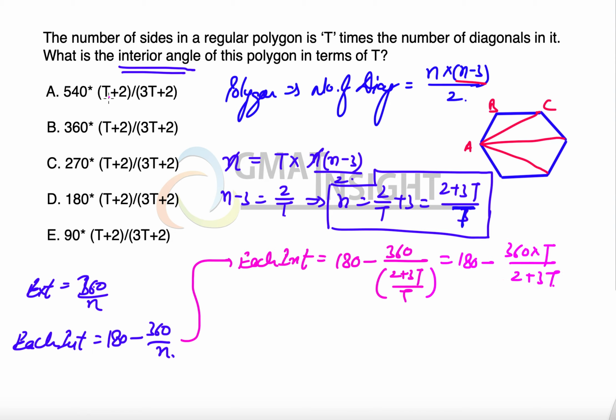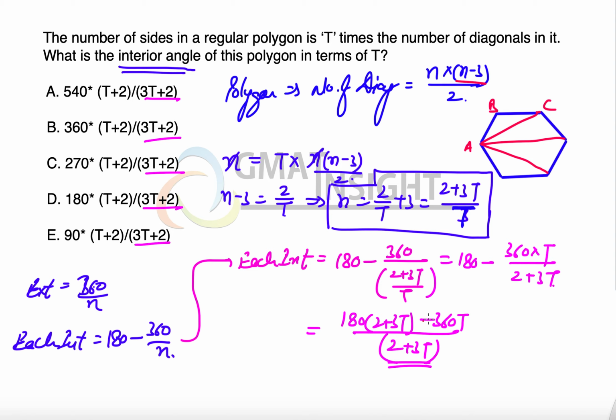Let us see if we have any such expression. No, not yet, so we have to simplify it further. So we say that 180 multiplied by 2 plus 3t minus 360t whole divided by 2 plus 3t. So we certainly know that the denominator has to be 2 plus 3t, but each of the 5 options has denominator 2 plus 3t. We can't eliminate any option based on this.